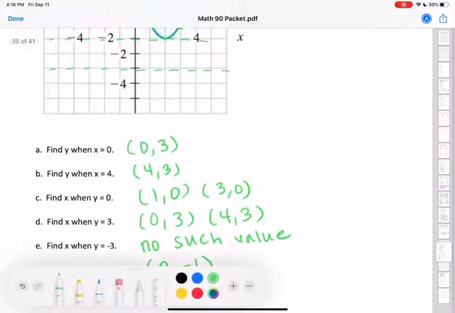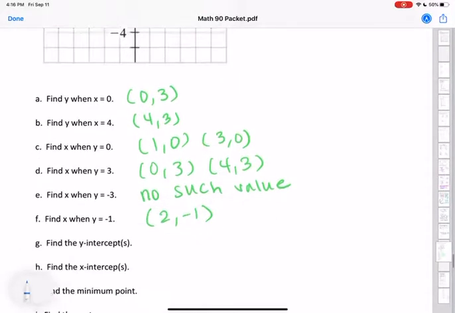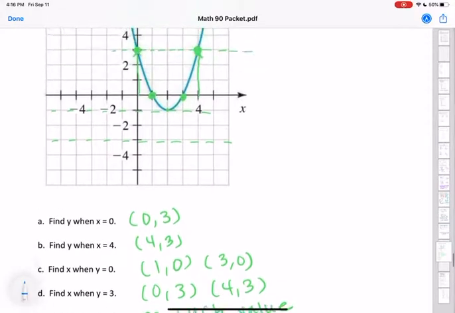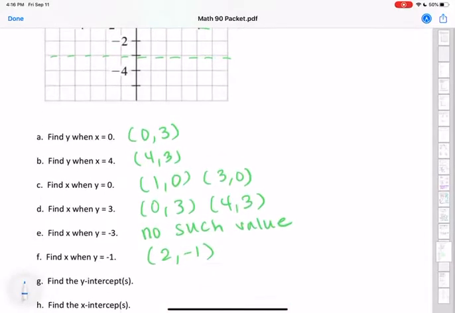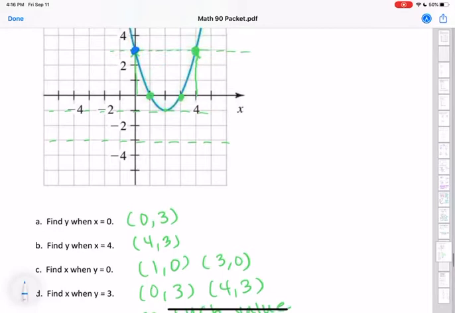All right, I'm going to switch colors here. Find the y-intercepts. You guys are so good at that. The y-intercept is where it crosses the y-axis, so that's at (0, 3). The x-intercepts are just where it crosses the x-axis. So again, that was at (1, 0) and (3, 0).